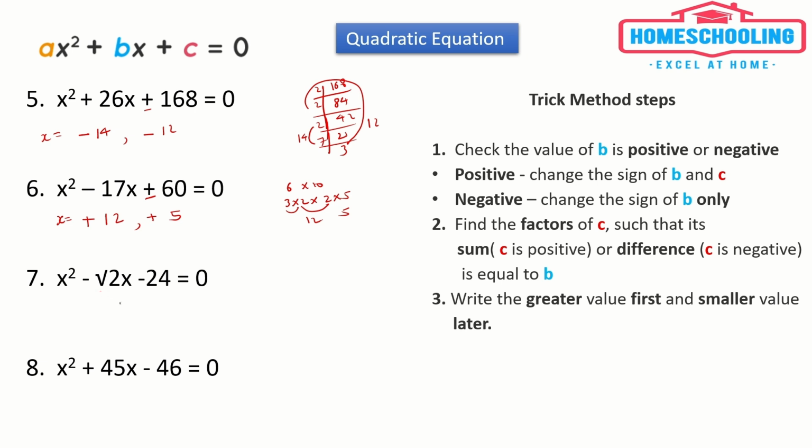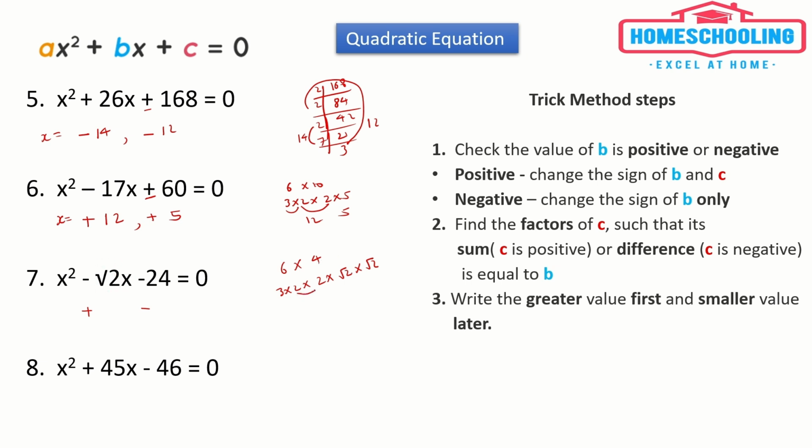Now in question number 7, as we can see, the b value is negative. So we'll change the sign of b only, and this is going to remain as negative. And 24 can be written as 6 times 4. 6 can be written as 3 times 2, and 4 can be written as 2 times 2. But here, as we can see, under root 2 is given. So 2 can be written as under root 2 times under root 2. As we can see here, the c value is negative. So we have to find the difference in such a way that it is equal to under root 2.